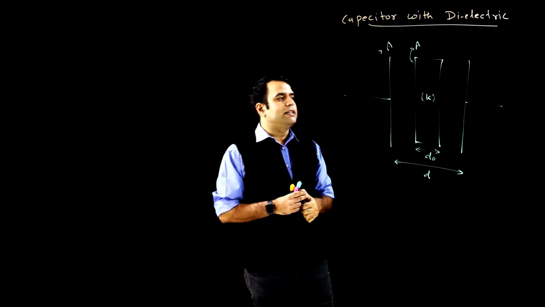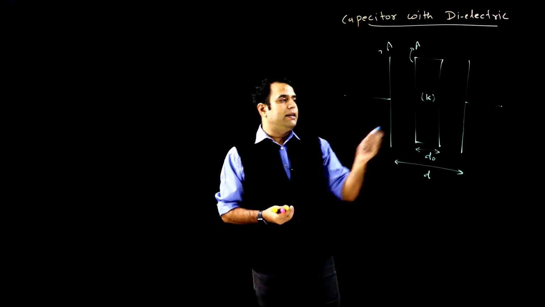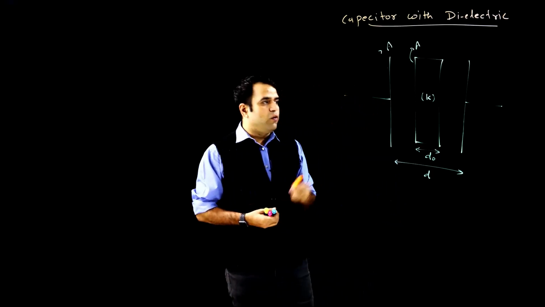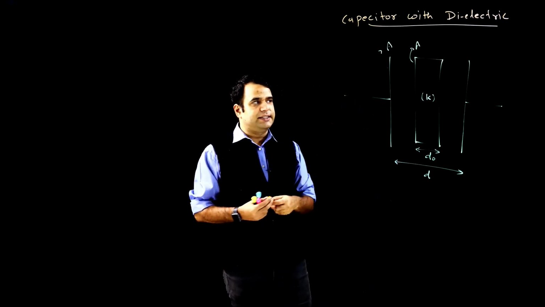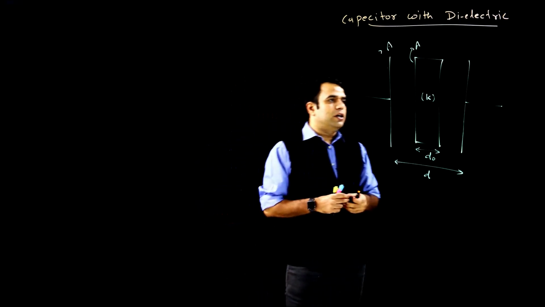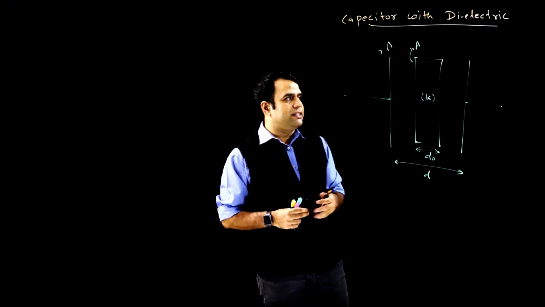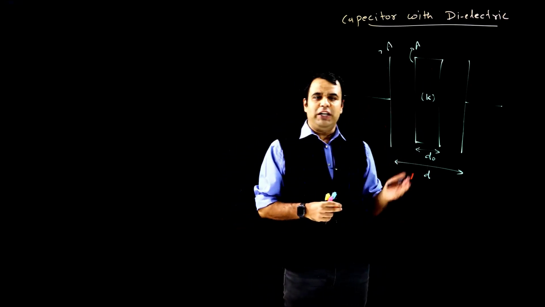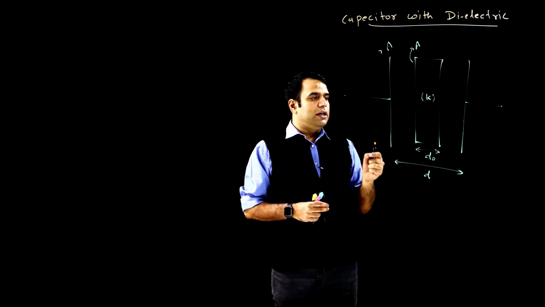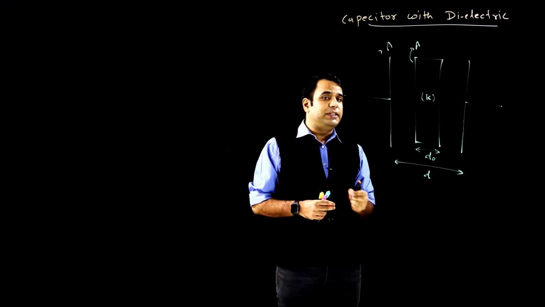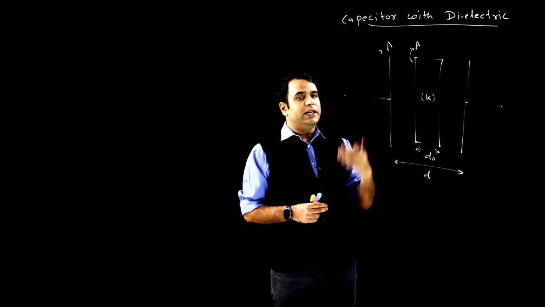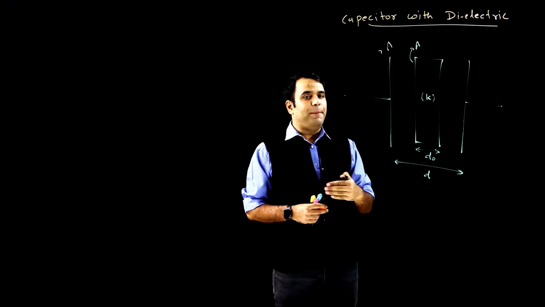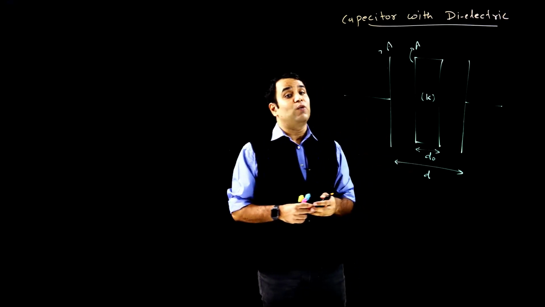The dielectric constant of this dielectric is K, and outside of that is air, so the dielectric constant for air is 1. We want to calculate the effective capacitance of this system. Since the cross-section area is the same, one thing we know about capacitors is that at any point of time we can introduce a conductor of 0 thickness inside the capacitor, and the capacitance will not change. The system will remain the same.